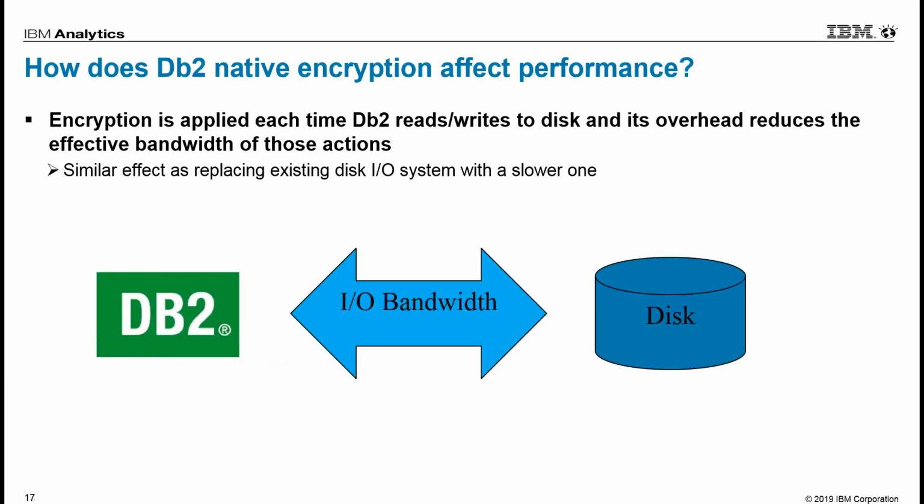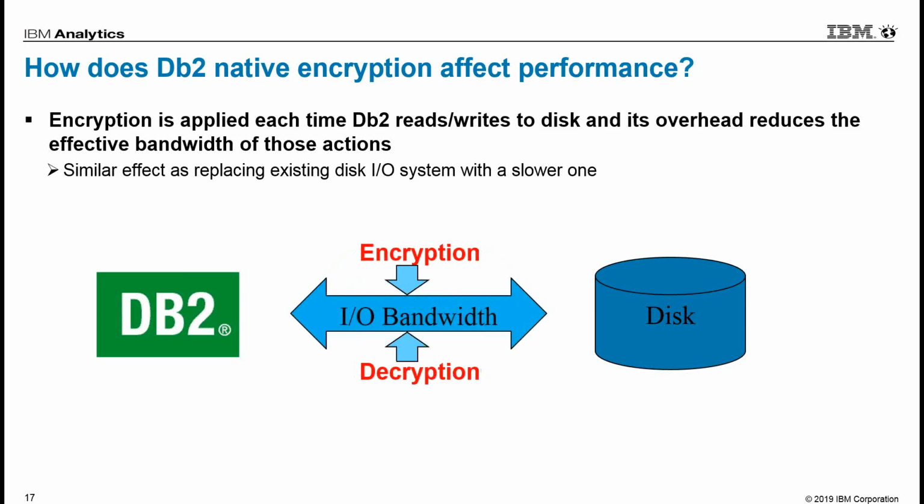So this is my hand-waving approach to explaining how Db2 native encryption affects performance. Think of it this way: Db2 encryption, decrypt and encrypt, is happening every time there's a physical I/O to a disk. So every time we read or write to a disk, we're doing some work. Now that work is currently, depending on your system, at least going to be software running. And so the net effect is that there's overhead in your bandwidth. And when you do encryption, decryption, it actually shrinks your I/O bandwidth. So the net effect is similar to replacing your current disk set with a slower disk set or a smaller bandwidth. That's the way you should probably think of it as a first level conceptual impact on performance.